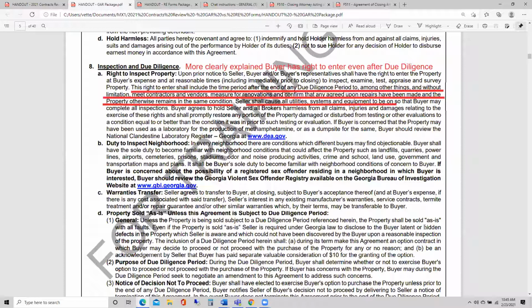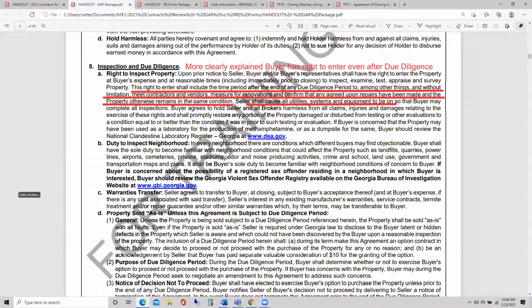The right to enter shall include the time period after the end of any due diligence period to, among other things and without limitation, meet contractors and vendors, measure for renovations, and confirm that any agreed upon repairs have been made and the property otherwise remains in the same condition. And there's where it talks about the utilities. So in essence, it had already said that the seller grants the buyer the right to come check out the property at immediate times. This is brand new for 2021.